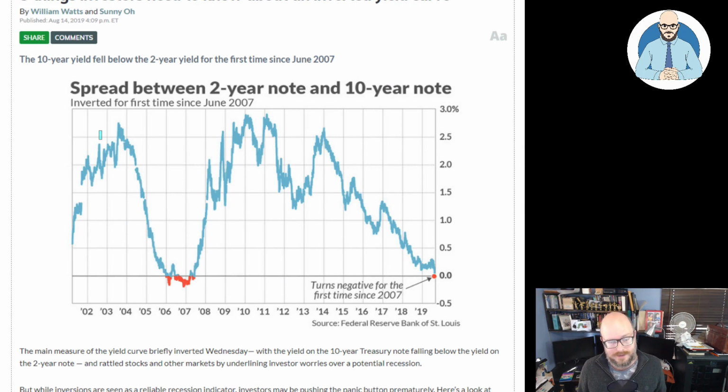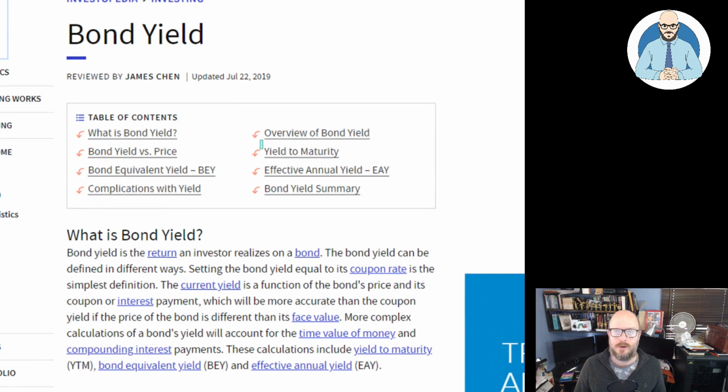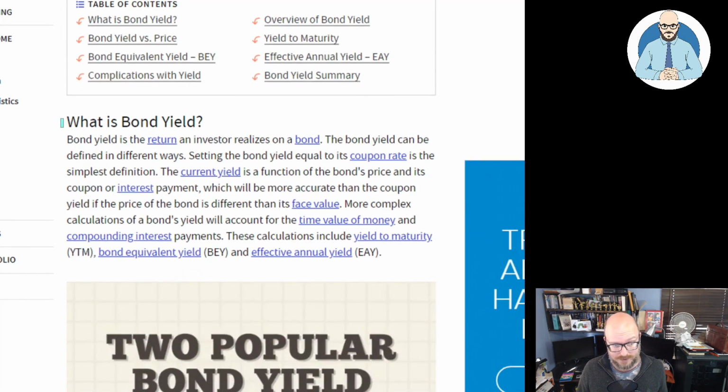the 2-year note and the 10-year note, because these are to do with bonds. Now, before we look at this, let's jump quickly to Investopedia to explain what a bond yield is, just briefly. And I'll link to all of this if you want to go into any detail, but this is for people who may not be familiar with it. And I know some of you are probably experts in this and can explain it a lot better. So what is a bond yield?